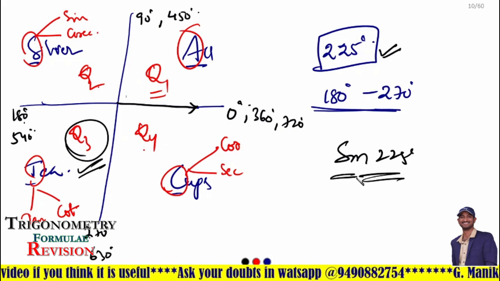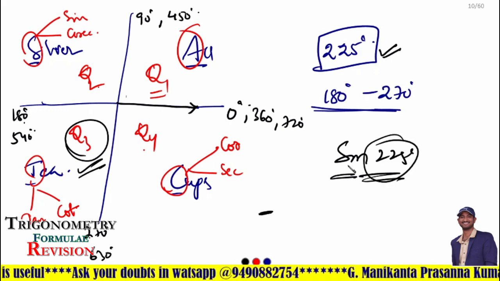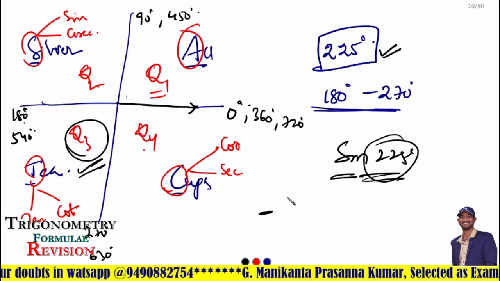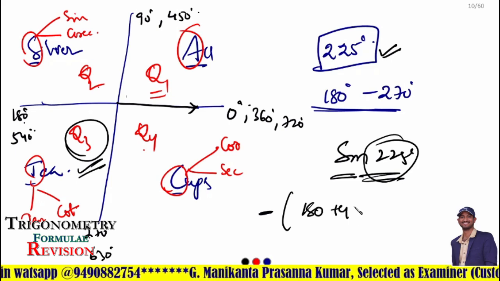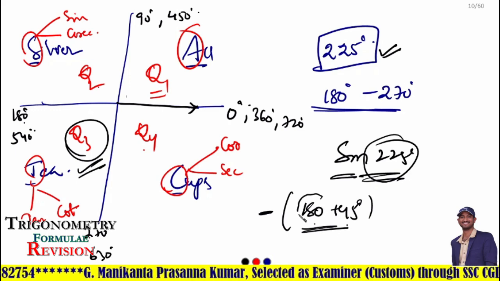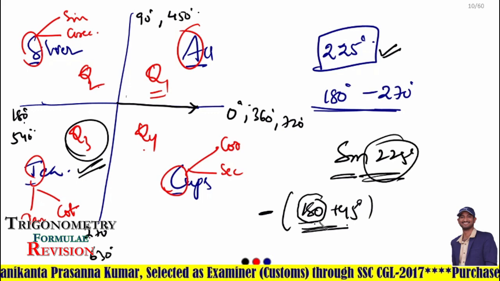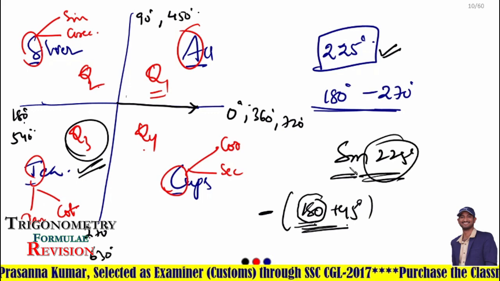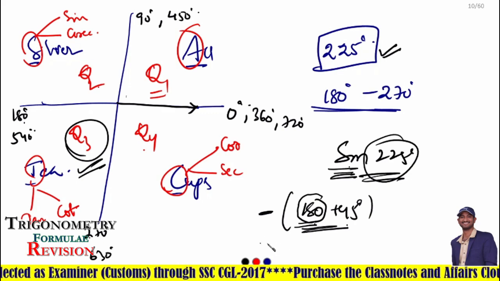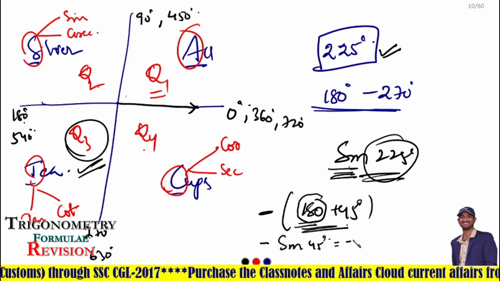In the third quadrant, sine is always negative, so you have to write down a minus sign. And 225, here it is important. 225 can be written as 180 plus 45. Yes or no? Now, 180 is an even multiple or an odd multiple? Even multiple. Whenever there is an even multiple, the same trigonometric ratio you have to take: minus sine 45. What is the value of sine 45? 1 by root 2. So the answer is minus 1 by root 2.